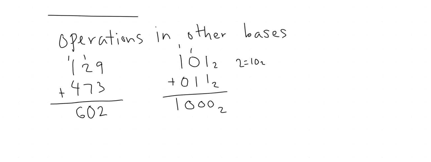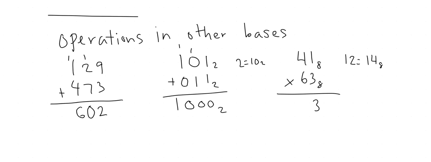Let's say we want to multiply two numbers in base 8. You have 41 base 8 and 63 base 8, and you want to multiply these numbers. Well, first you have 1 times 3, that's 3. And then you have 4 times 3, and that's 12. But 12 is equal to 14 base 8. So instead of actually putting 12, you would put 1, 4 to keep everything in base 8. And then 1 times 6 is 6. 4 times 6 is 24, but that would be equal to 30 base 8. So this is what you would have.